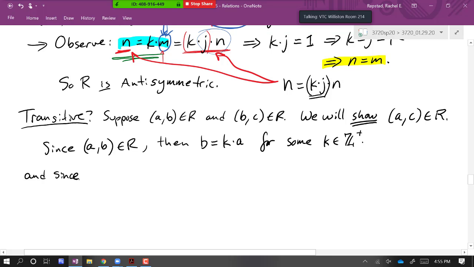And we also have B is related to C. That was the other thing we assumed. So what does that let us write? C equals J times B. C is some integer, say J, times B.